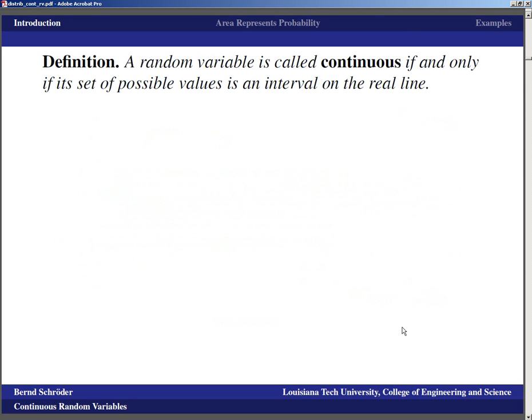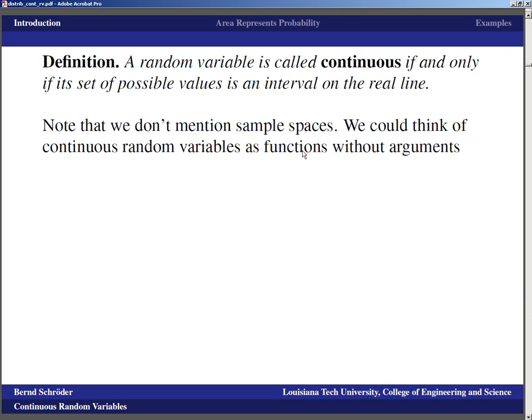Alright, so what's the definition? Basically, a random variable will be called continuous if and only if its set of possible values is an interval on the real line. So note that we're no longer talking about the sample space or anything like that. We're just talking about the numbers that the experiment, that the random variable returns to us, and we're just going to analyze those numbers. So we could think of these random variables as functions without arguments.